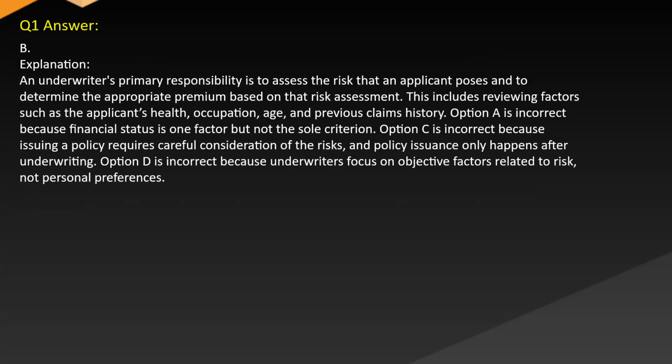Answer B. Explanation. An underwriter's primary responsibility is to assess the risk that an applicant poses and to determine the appropriate premium based on that risk assessment. This includes reviewing factors such as the applicant's health, occupation, age, and previous claims history. Option A is incorrect because financial status is one factor but not the sole criterion. Option C is incorrect because issuing a policy requires careful consideration of the risks, and policy issuance only happens after underwriting. Option D is incorrect because underwriters focus on objective factors related to risk, not personal preferences.